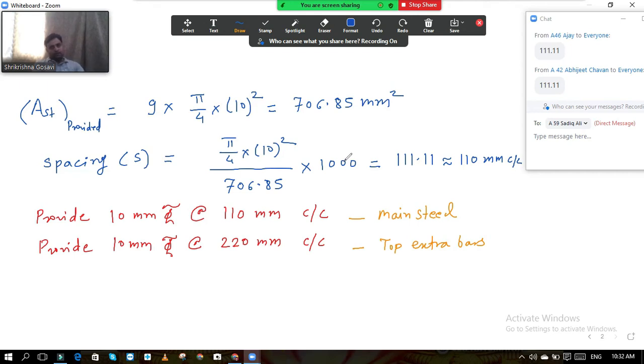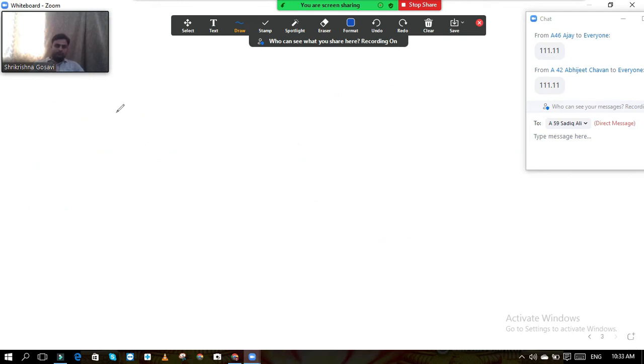Similarly, we have to calculate it for flight AB. We have calculated the main steel for flight BC, and then the top extra bars for flight BC. The same thing we have to do for flight AB. So for flight AB, again we need to draw the diagram. I will draw the line diagram.